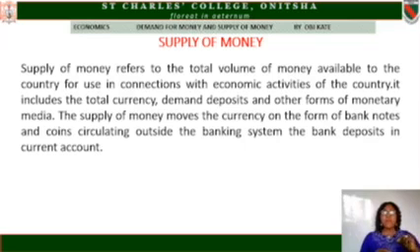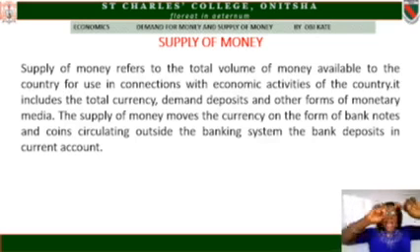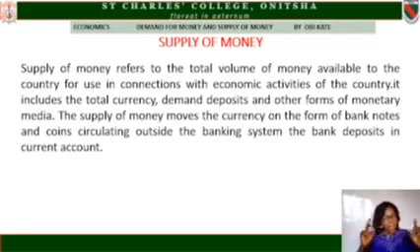The supply of money includes the currency in the form of banknotes and coins circulating outside the banking system, and the bank deposits in current account. In summary, supply of money is money, cash, that is available in the community or in a country.